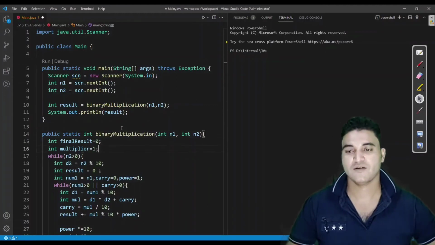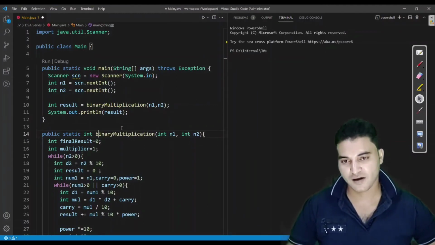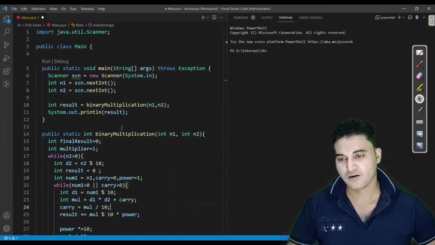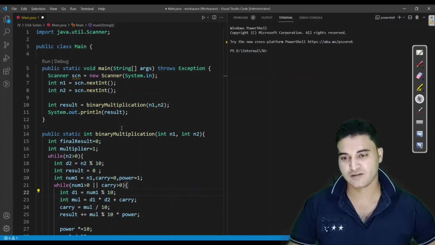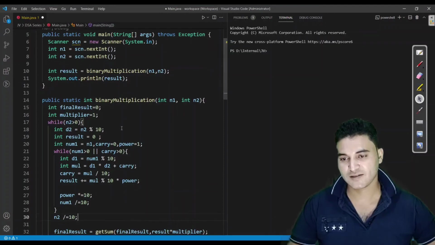Binary multiplication. We are getting n1 and n2. Now we are taking digits, which is fine. We have to take the remainder with 10 only if we have to get the last digit. Fine, in any base. But the difference lies only here.